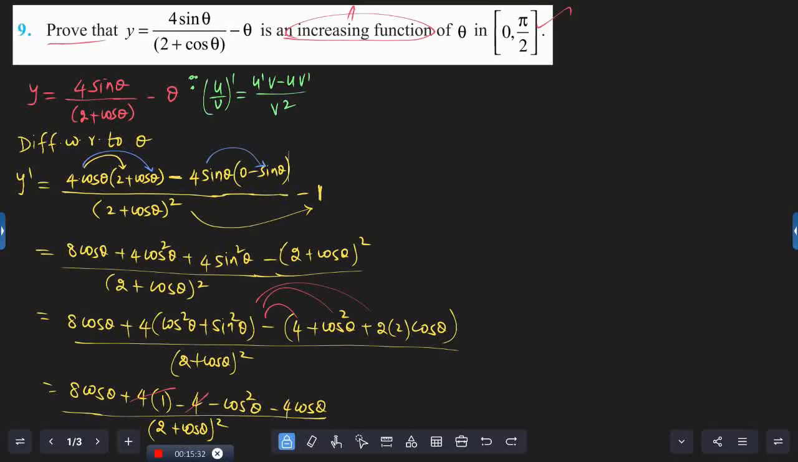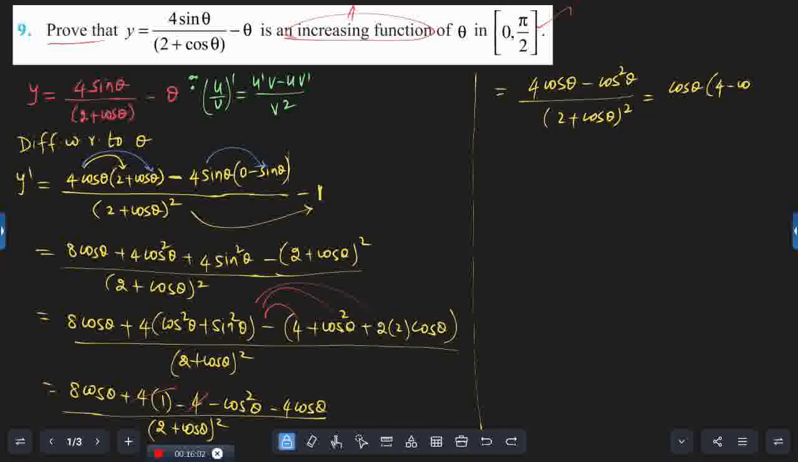Listen. What do we have remaining? 8 cos theta. You can subtract 8 cos theta minus 4 cos theta, so 8 minus 4 is 4. So that is 4 cos theta, and remaining is minus cos square theta, the whole divided by (2 plus cos theta) the whole square. This you can write as: if you take cos theta outside, cos theta times (4 minus cos theta) divided by (2 plus cos theta) the whole square.